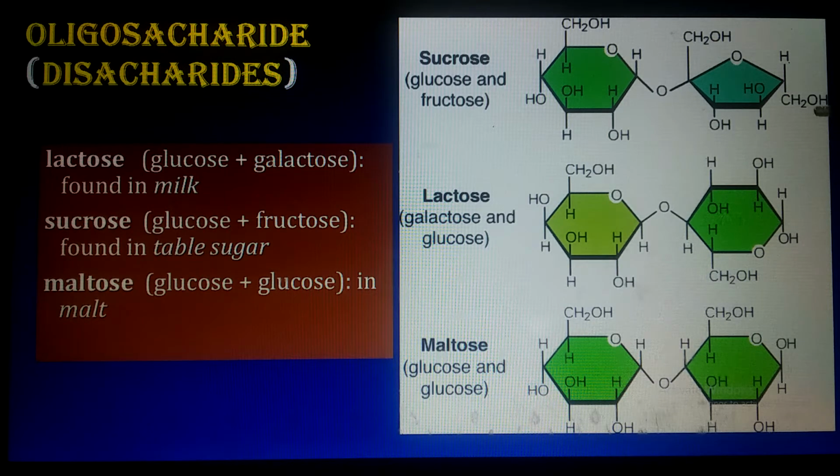Similarly, sucrose is produced by condensation of the glucose and fructose, and that sucrose is commonly known as a table sugar. And the maltose, which is found in the malt, is produced by the chemical reaction between the glucose and glucose. So these monosaccharides, glucose and galactose, glucose and fructose, glucose and glucose, react with each other.